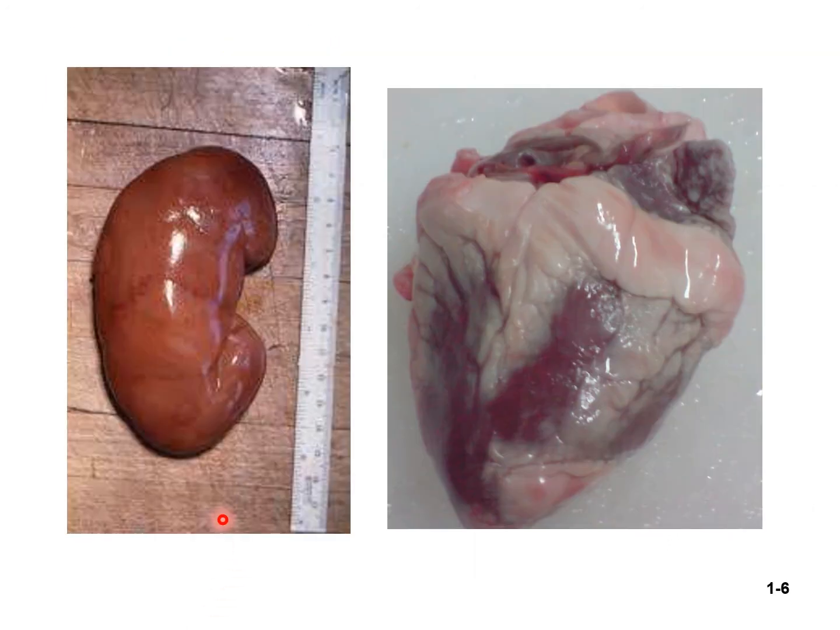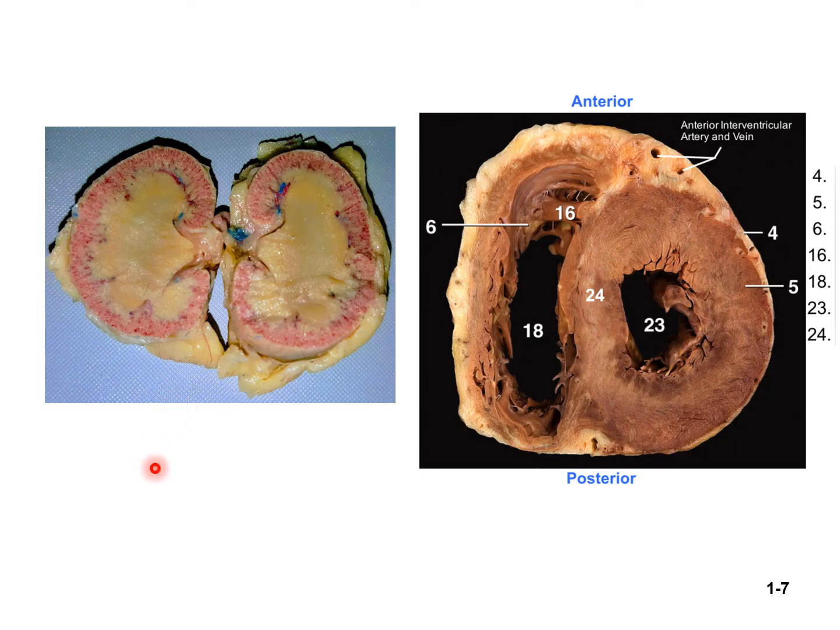Let's see if we can apply this to an actual specimen. So this over here you see is the kidney. This is the whole kidney and this is the whole heart. And when you move on to a sectioned picture, you see the kidney and you see the heart over here. So this over here is the anterior portion of the heart. This edge is that of the anterior portion and this is the posterior. Posterior means the back and anterior means the front.